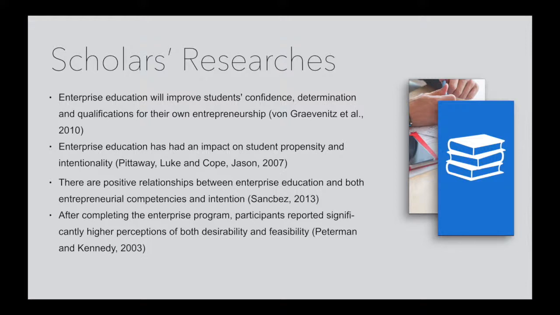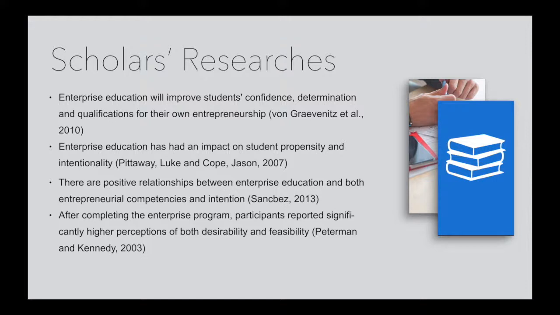George, Dietman, and Richard found that entrepreneurship education will improve students' confidence, determination, and qualification for their own entrepreneurship through a comparative experiment before and after the enterprise education of 357 students. Peterway and Cope also found that enterprise education has an impact on student propensity and intentionality. Furthermore, Suckbase proved the positive relationship between enterprise education and both entrepreneurial capacity and intention.